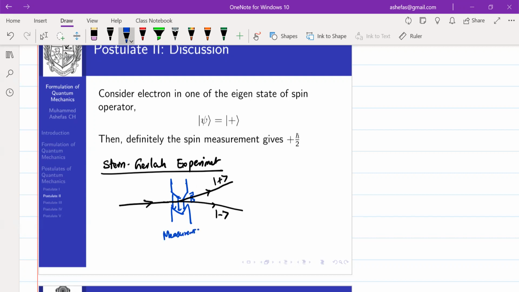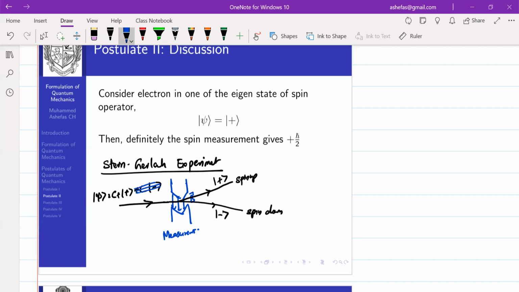So originally, the state psi is a superposition of ket plus and ket minus. Some of the electrons passing through this Stern-Gerlach setup will move upward, and this upward electron will be in the spin up state, and some electrons will move in the downward direction, that would be in spin down state, represented by ket minus.